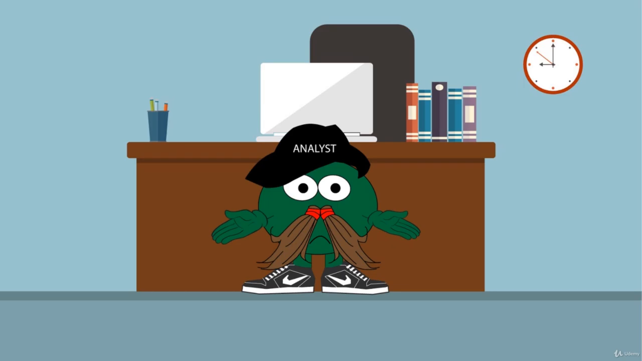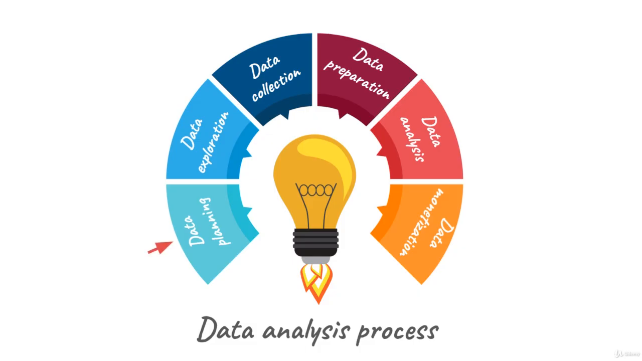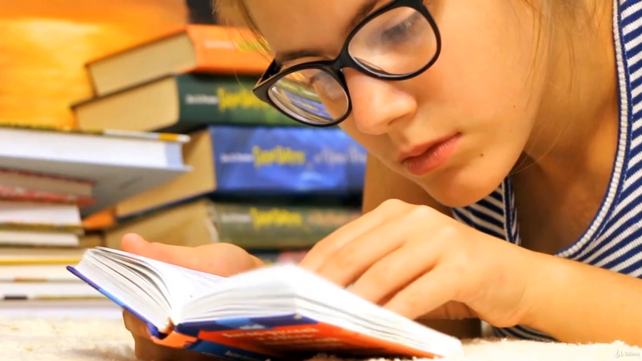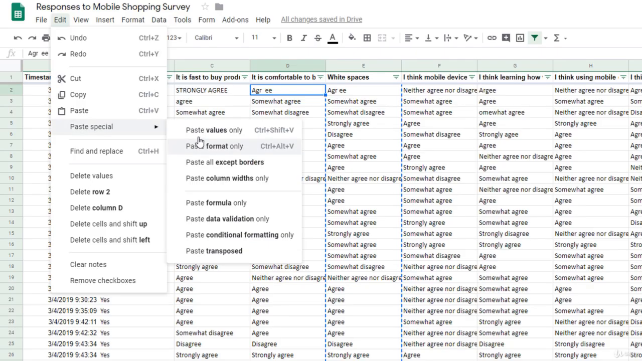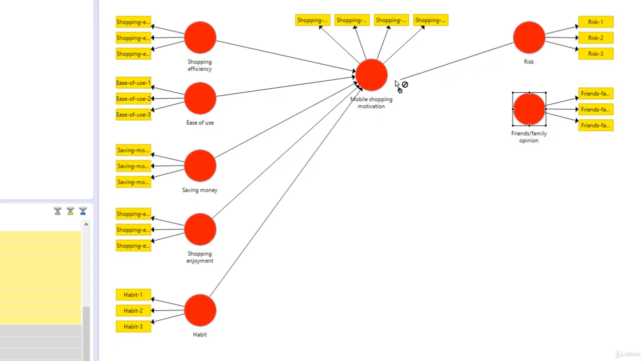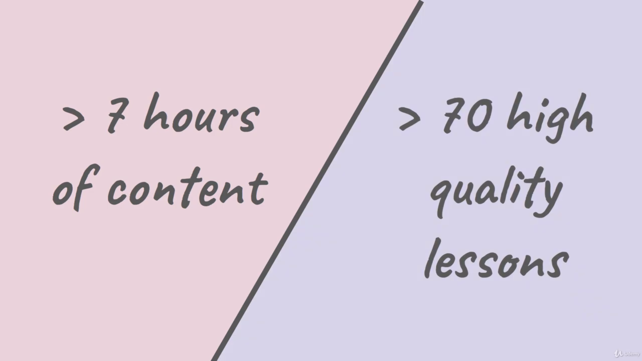Sounds difficult? No worries. In this course you will learn data analysis and statistics the fun way with this real-world mobile shopping case study. We will cover all stages of the data analysis process and the most important statistics. You will know how to plan your project, where to find the necessary information, how to collect data, how to prepare data for the analysis, how to analyze data, how to draw conclusions, and how to use and monetize your results. All of that in over 7 hours of content and over 70 high-quality lessons.